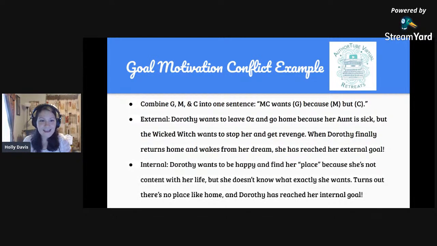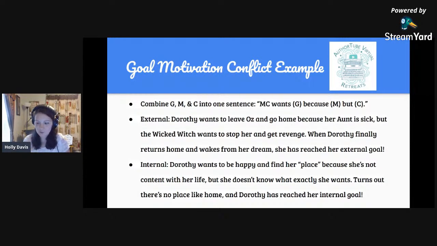And then the internal GMC example is Dorothy wants to be happy and find her place, which is her goal, because she's not content with her life. That's her motivation. Because she doesn't know what exactly she wants, that's the conflict. Turns out there's no place like home, and Dorothy has reached her internal goal. Yay!